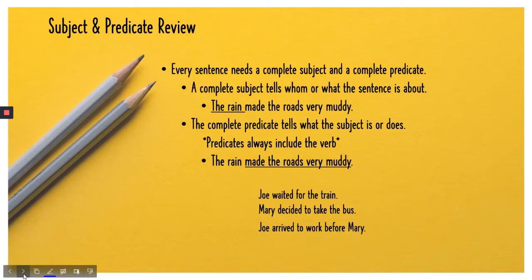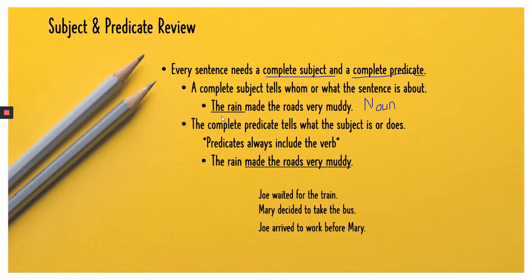Alright, so before we get going with what a run-on sentence actually is, we want to review what a subject and predicate are. So what we want to remember is that every sentence needs to have a complete subject and a complete predicate. So a complete subject is something that tells whom or what the sentence is about. So what we want to think is that these are like our nouns. They are going to tell us our people, places, and things. So when you're dealing with a sentence, every sentence has to have a noun. It has to have the thing you're talking about.